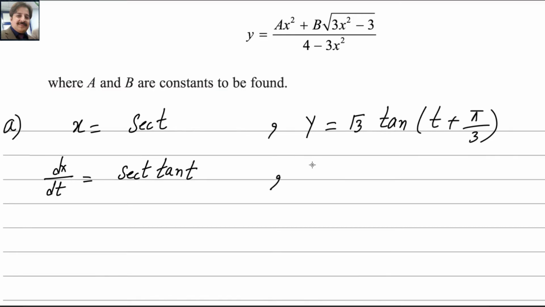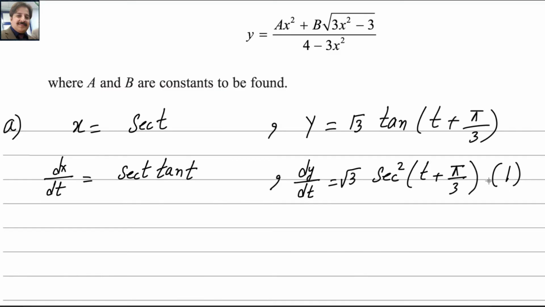Now we differentiate y with respect to t. We get the answer dy by dt. Square root 3 is a constant, so you can keep it as is. And we know the derivative of tan is sec squared. So we can write sec squared, keeping the same angle, t plus pi by 3. And if you have something other than t as the angle, we differentiate it again. But fortunately the angle derivative is 1, because the derivative of t is 1 and pi by 3 is a constant, so it is 0. So you always multiply by the angle derivative.